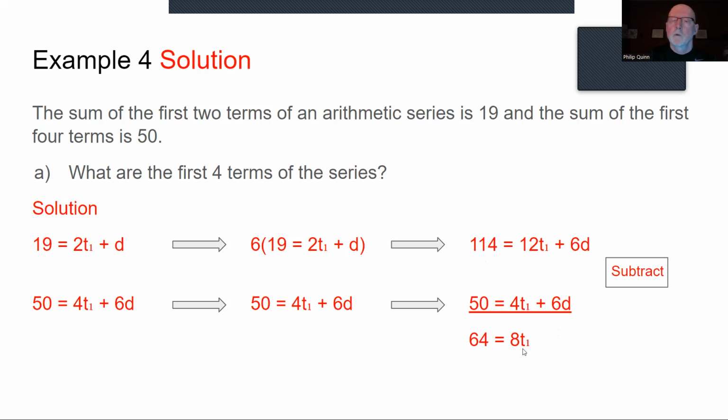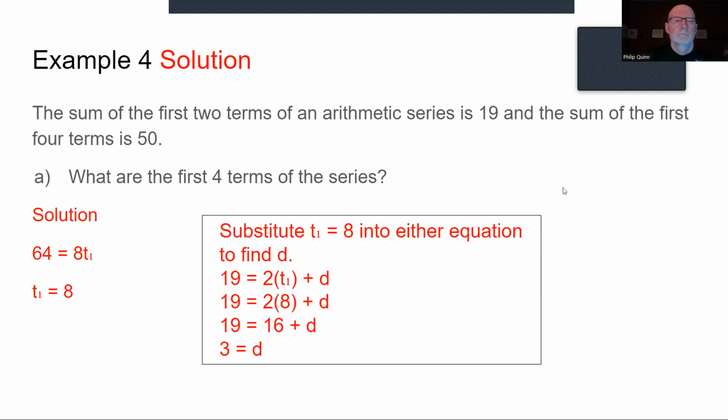So now we have an equation with one variable that we can now solve. We'll take that equation, divide both sides by the number in front of the letter, in other words, 8. So we got our t1 is equal to 8. But we don't know d yet. So we're going to substitute t1 equals 8 into either equation to find d, the common difference.